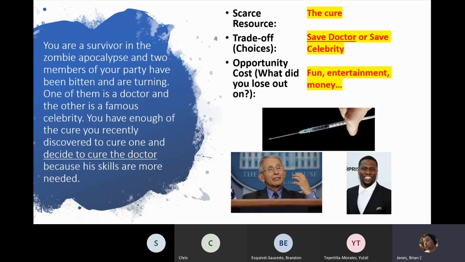That's kind of up to you. I chose Kevin Hart. He's one of my favorite celebrities, and I think it'd be fun to be in a zombie apocalypse with him as part of your group. But if I couldn't save him and I chose to save the doctor, then I would be giving up that fun entertainment. Possibly money could be important at this time that came along with having that celebrity in your group and saving them. So we've given that up in order to save the doctor in this scenario.